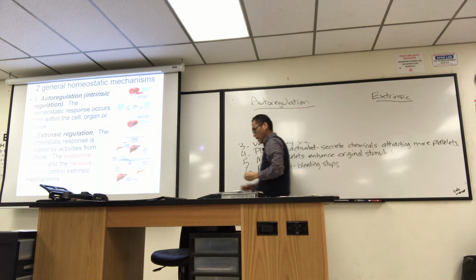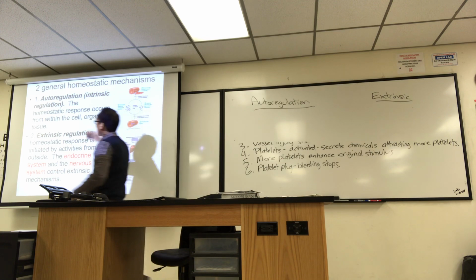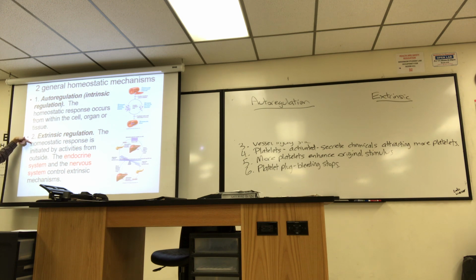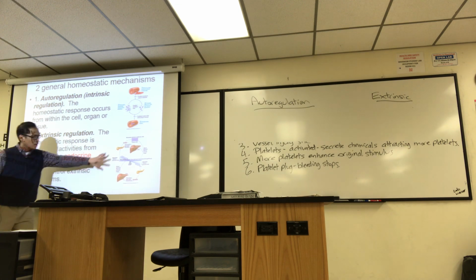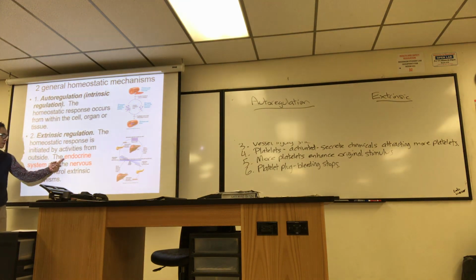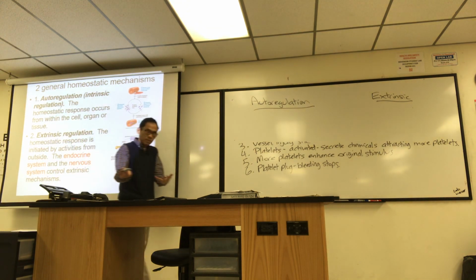Let me read what I have on the slide. What we've been studying in these processes, auto-regulation or intrinsic regulation, is where the homeostatic response occurs from within a cell, tissue, or organ. Extrinsic regulation are most of the ones that we study. The homeostatic response is initiated from activities from the outside, okay? And that's usually what we talk about. That's 2 primary systems, endocrine and nervous. When we did the blood sugar, insulin and glucagon are hormones involved in the endocrine system. The body temperature one, that's nervous.